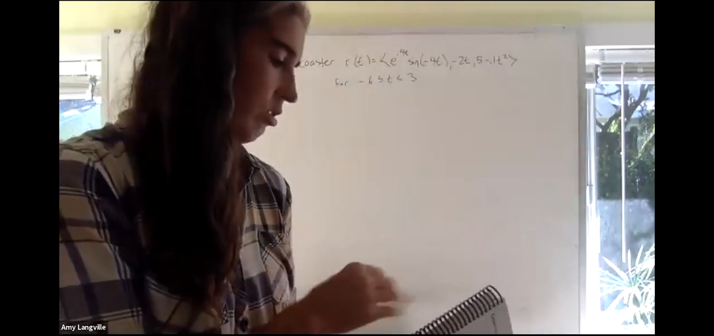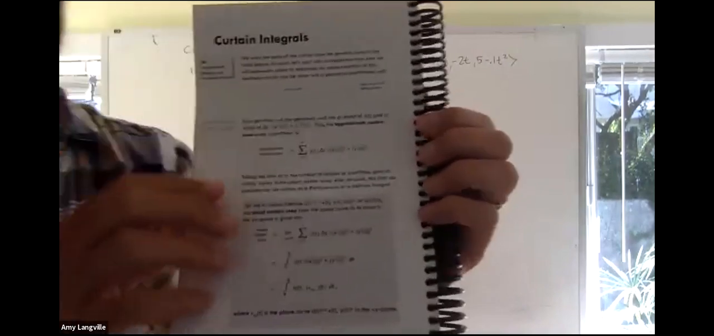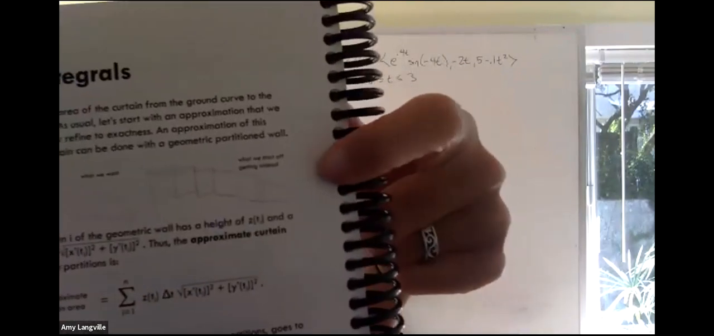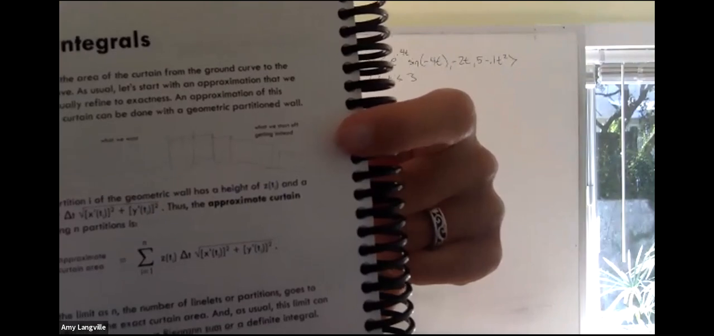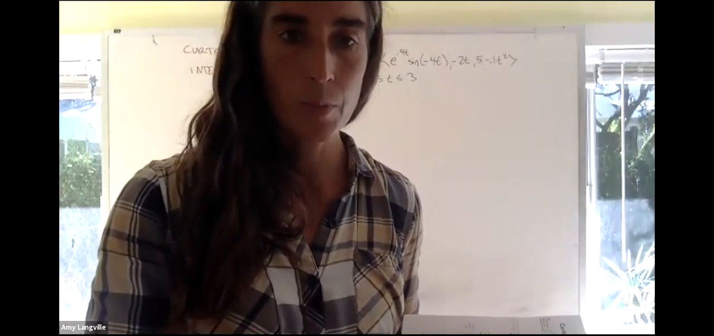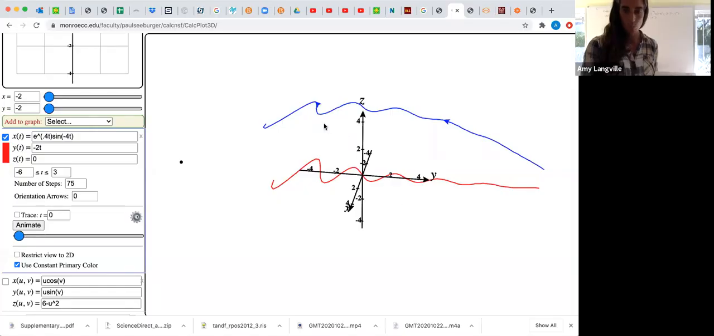And what we're going to do is actually approximate that on the next page. So we want this nonlinear curtain, but we're going to actually start by thinking of it as a geometric or a partitioned wall, this one over on this side. So that is, again, thinking in the Calc-Plot3D visual, this is definitely this wavy curtain, and it's a vertical curtain, right? But we actually want to turn this blue and this red into their linelet approximations, and then get the area of the partition wall between those.